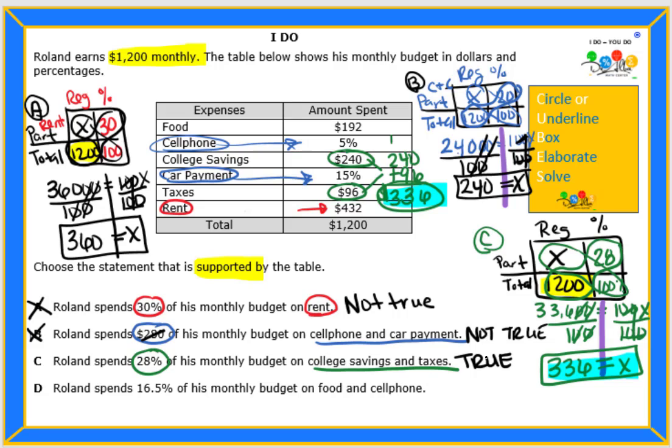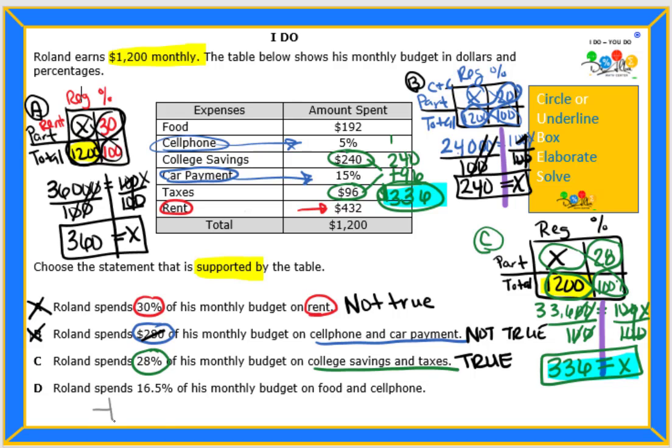Roland spends 16.5% of his monthly budget on food and cell phone. So food and cell phone, 192 and 5%. Oh, they're going to make us have fun with this one, right? They gave us the food in dollar amount, but they gave us a cell phone in percent. So let's go ahead and figure out what percentage food would be. So we're going to go ahead and put the 192 in our percent box. And then we'll come back and look at the 5% from the cell phone.